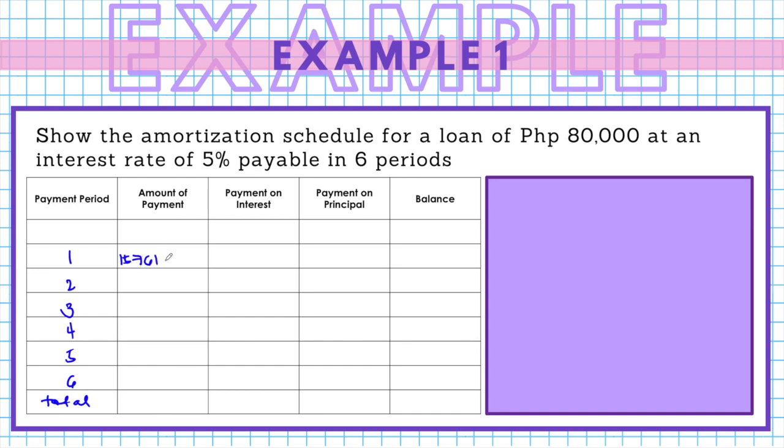15,761.39745. So this is the constant monthly payment to be made for each period. So I'm going to copy each value for every row.